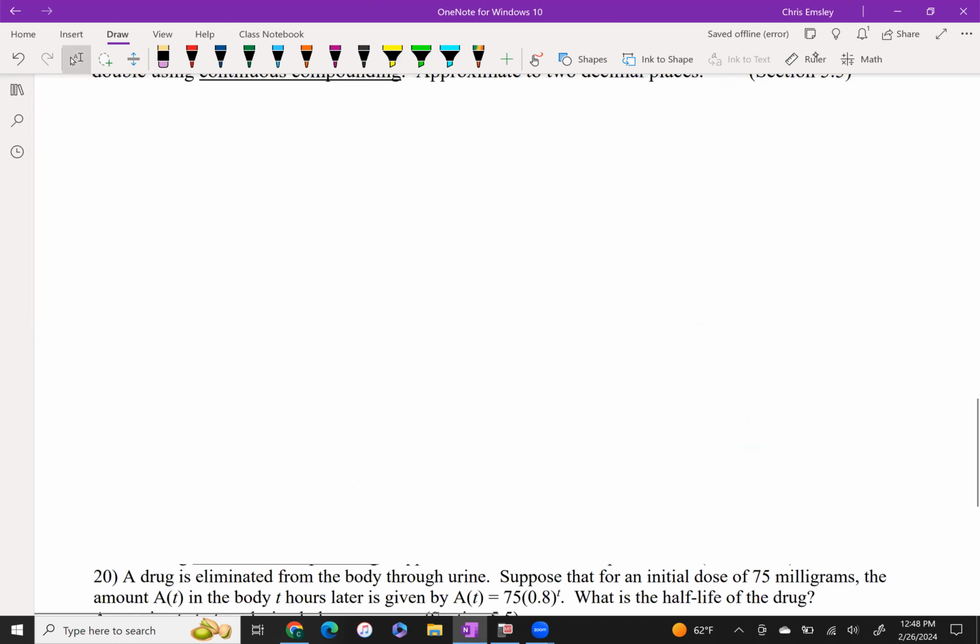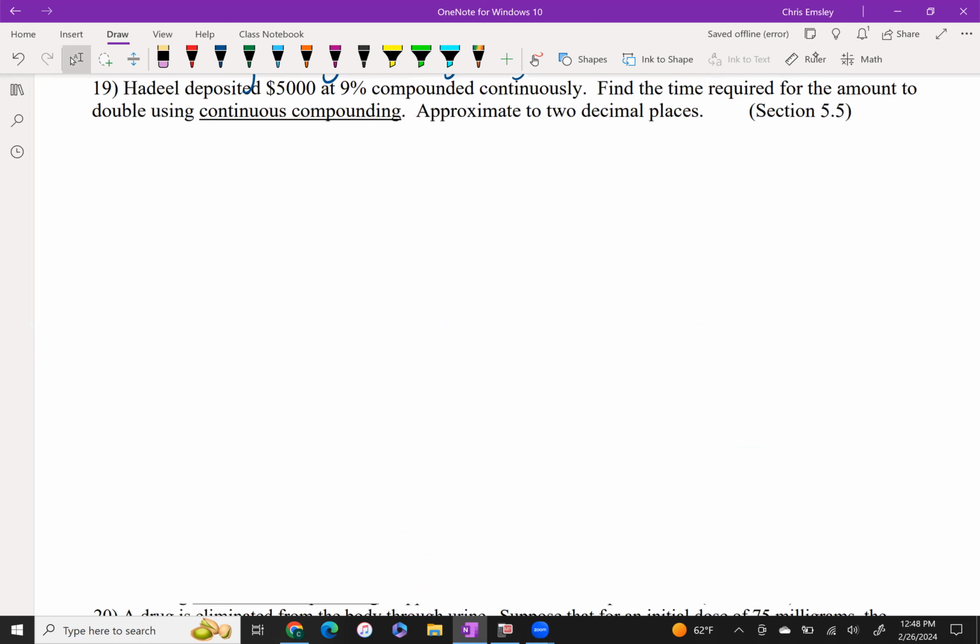Number 19, Hadil deposited $5,000 at 9% compounded continuously. Find the time required for the amount to double using continuous compounding. So continuous tells us which of our interest formulas to use. Continuous goes with the one with the natural exponential in it. And we are starting with $5,000, so that goes in place of P. Our interest rate is 9%.